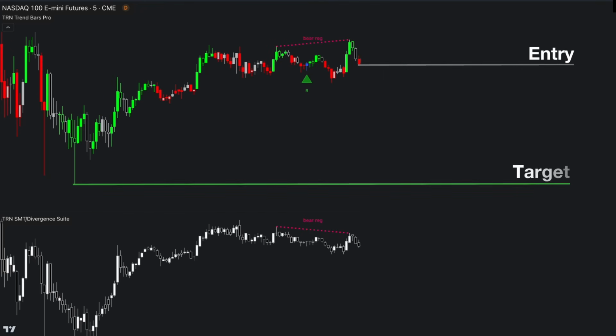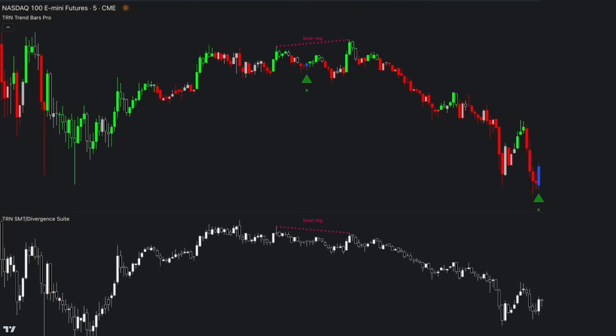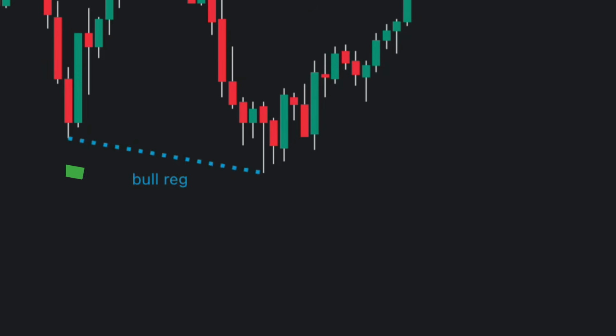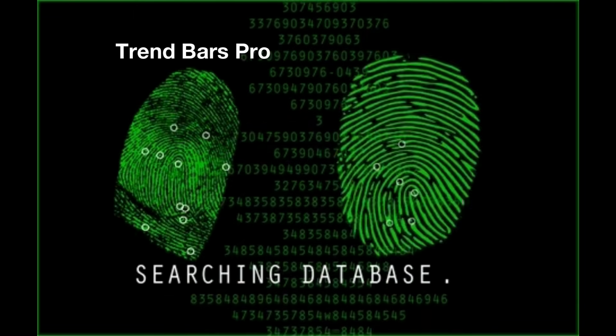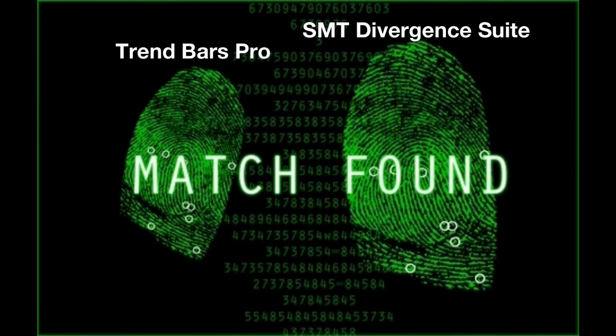Now you can target a previous low, for example, or just exit your position the time we print a bullish signal bar. To find SMT divergences fully automatically, you can use our SMT Divergence Suite indicator, another powerful tool that matches perfectly with the Trend Bars Pro.